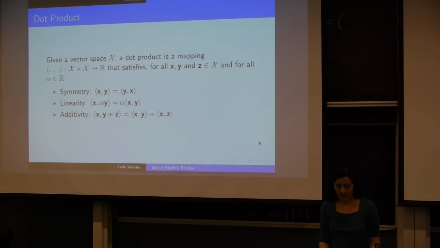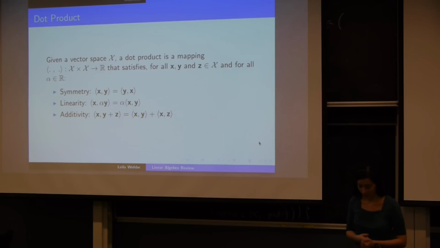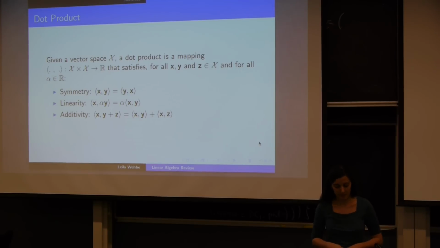Hilbert spaces. A Hilbert space is a bit similar. It's a complete vector space that has a dot product. Before we talk about that, let's do dot products first. A dot product, I'm sure you've seen it before in calculus or linear algebra.